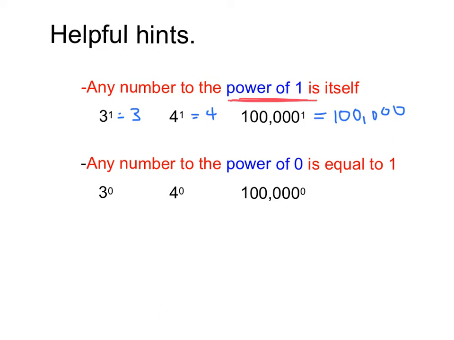And then on the other side of this, any number that has the power of 0 or an exponent of 0 is always equal to 1, because this is kind of the same thing as saying, well, I'm multiplying this number by itself no times, and the only thing that's left over is 1. So 3 to the 0 power is 1, 4 to the 0 power is 1, 100,000 to the 0 power is also 1. So any number to the power of 1 is itself, and any number to the power of 0 is equal to 1.